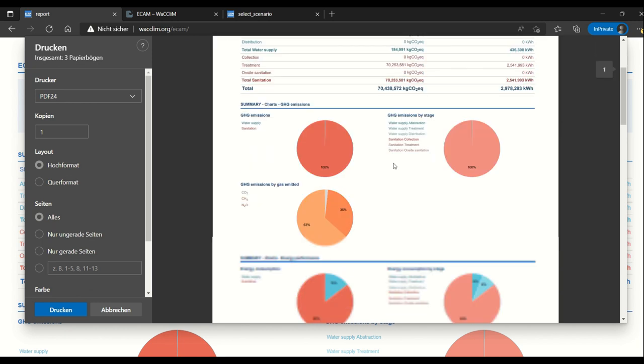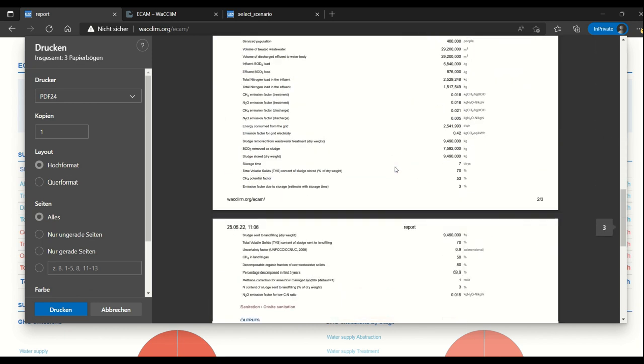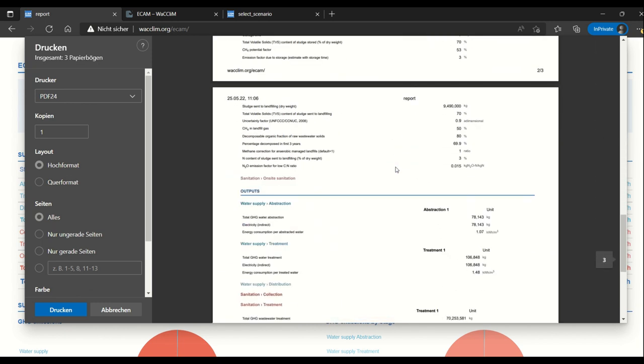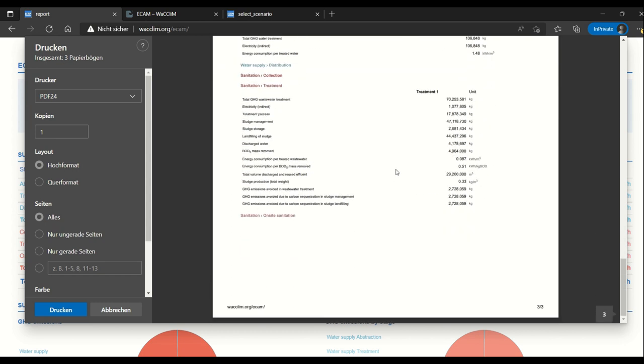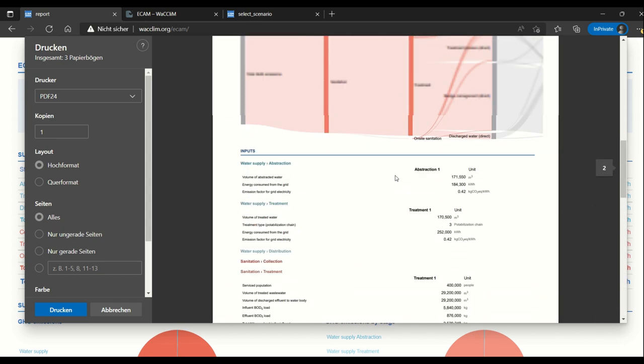And then you can show this report or use the figures in whatever it is that you are using this assessment for.